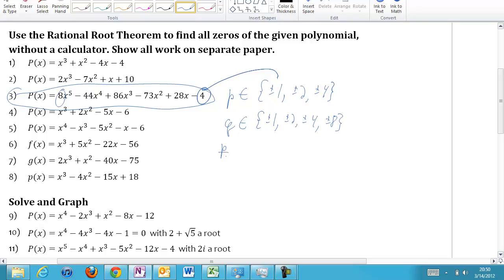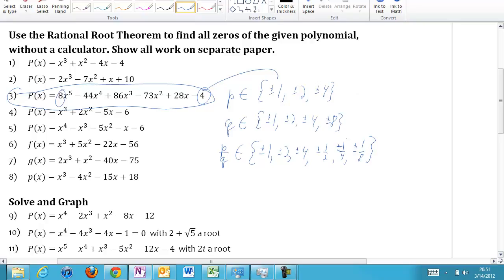Which means that P over Q could possibly be plus or minus 1, 2, and 4. Then we can go 1/2, 1/4, or 1/8. Let's see if we have any other ones. 2 over 1, that's 2, 2 over 2 is 1, then 1/2 and 1/4, we already got that. We have 4 over 1, 4 over 2, 4 over 4, and 4 over 8. Okay, so this is it.